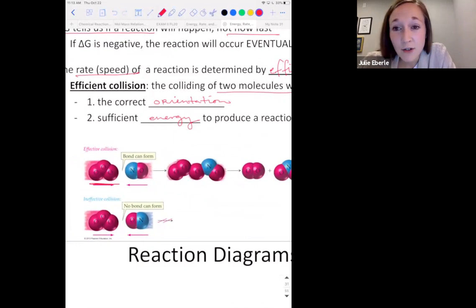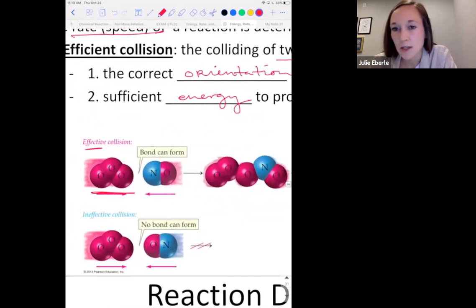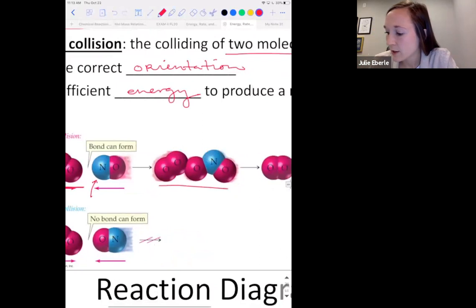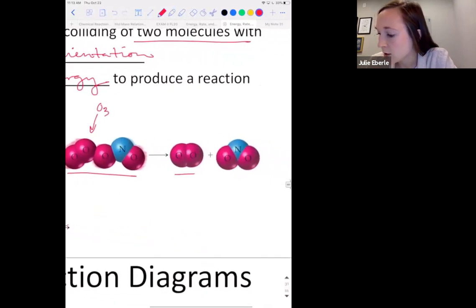Another molecule in our atmosphere is nitrogen monoxide, so NO. This picture is showing you an effective collision between a molecule of ozone and a molecule of nitrogen monoxide. In that effective collision, look what I noticed. The blue sphere, nitrogen, has to be facing the ozone molecule. When that happens, they collide. Here's the ozone molecule, O3, and there's nitrogen monoxide, and then you create a molecule of oxygen and nitrogen dioxide.